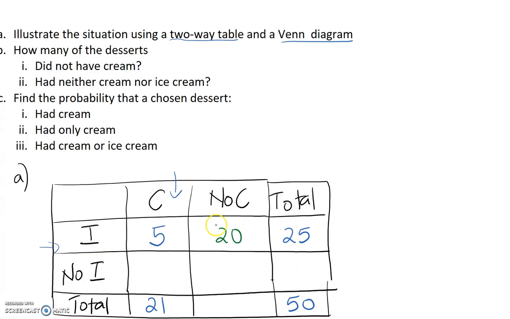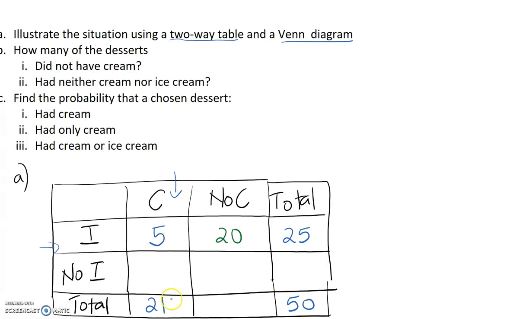So that means that of the people who had desserts, 5 of them had both cream and ice cream, and 20 of them had no cream, but they had ice cream. So therefore the total number of people who had ice cream was 25.